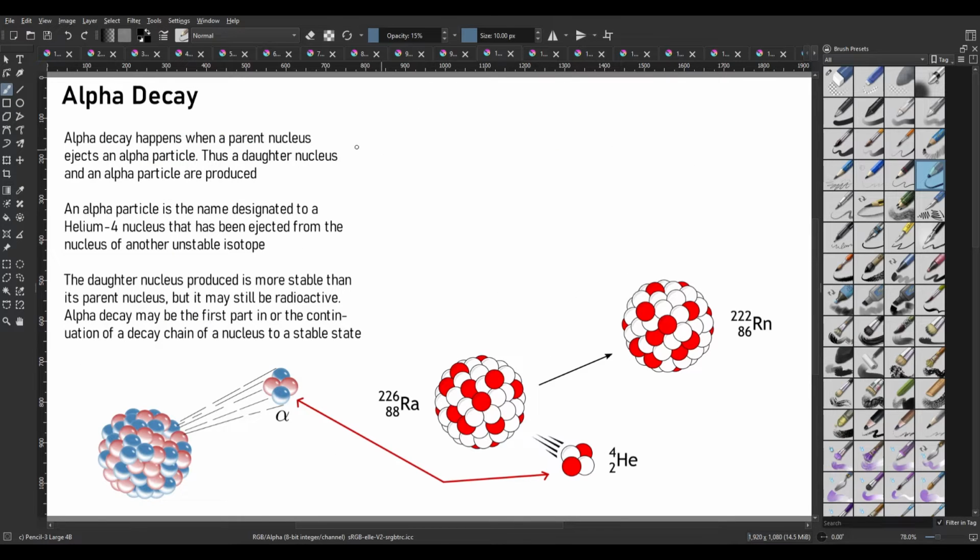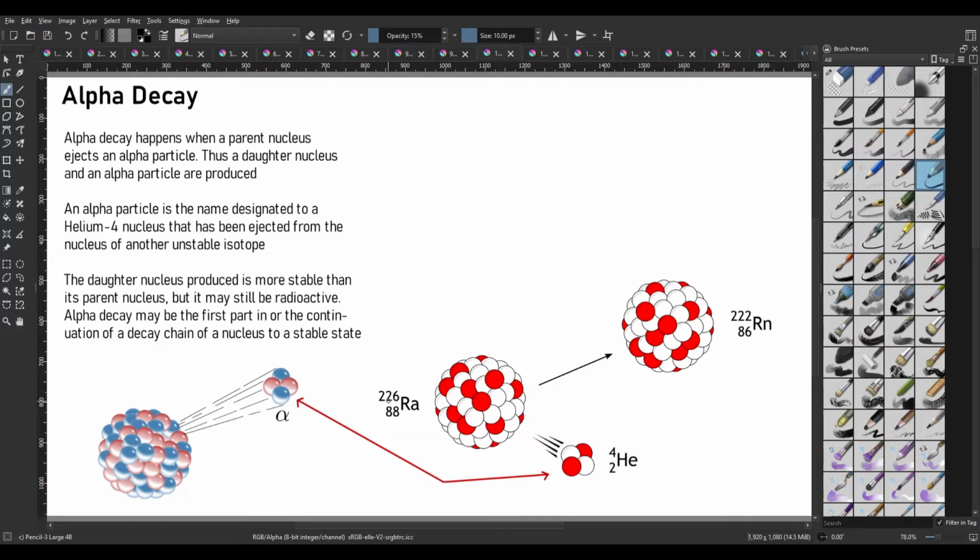So I'm going to elaborate on each of the modes of decay that were in that chart on the last slide. So we're just going to go down the chart. We're going to start here with alpha decay. So let's read what happens. Alpha decay happens when a parent nucleus ejects an alpha particle. Thus, a daughter nucleus and an alpha particle are produced. And that's what this picture down here is showing.